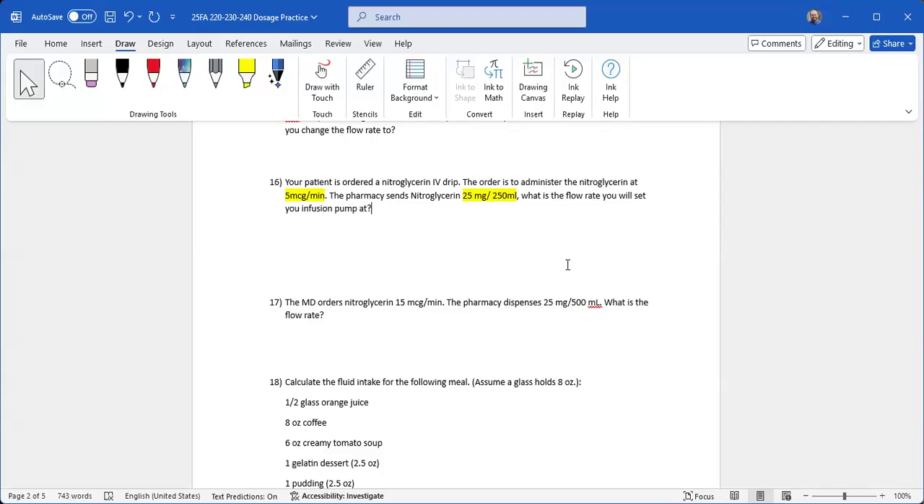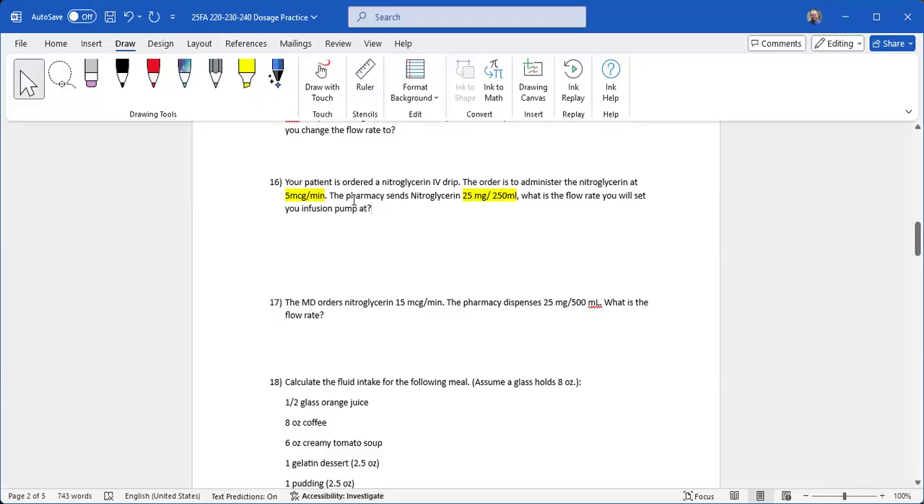Now the trick is, and this is where a lot of students try and take a shortcut, and then it costs them, unfortunately, a missed question. Micrograms and milligrams, while they're in the same family of weight measurement, they're not the same unit. In order to do this math, you have to have both in the same unit.